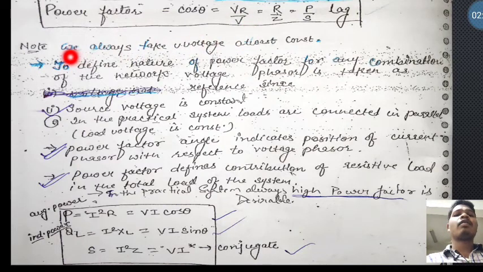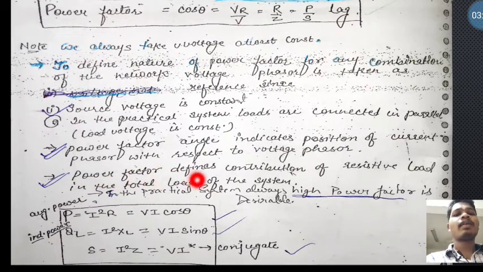Okay, so note here we always take the voltage as constant. To define the nature of the power factor for any combination of network, the voltage phasor is taken as the reference, since the source voltage is constant. In a practical system, loads are connected in parallel and the load voltage remains constant. So the power factor angle indicates the position of the current phasor with respect to the voltage phasor.